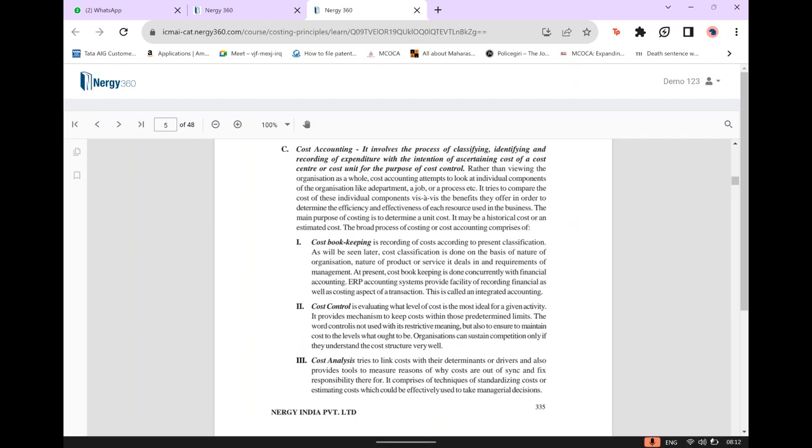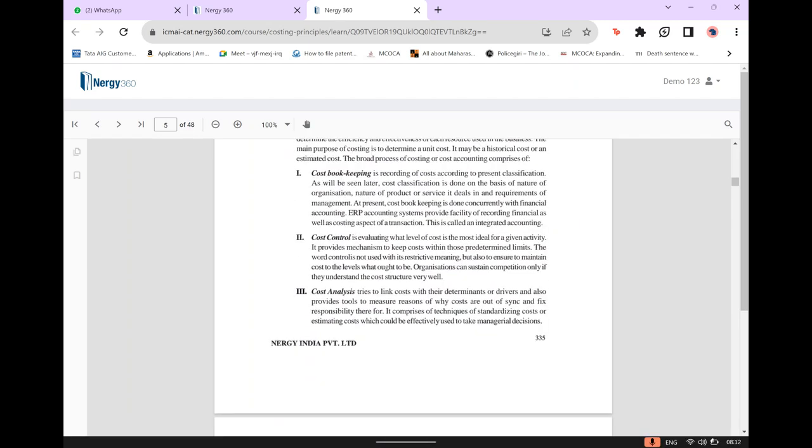Okay, so then we saw what is cost analysis. It tries to link cost with the documentation, determinants of drivers, and also provides tools to measure. So when you start analyzing the cost with the help of the tools and all that, it is known as a cost analysis.